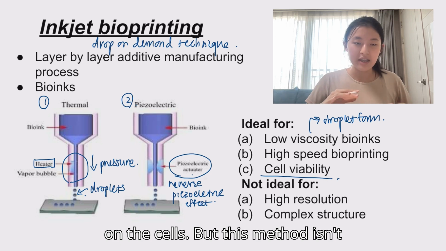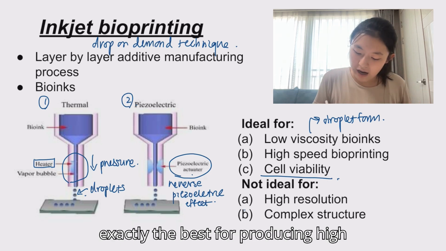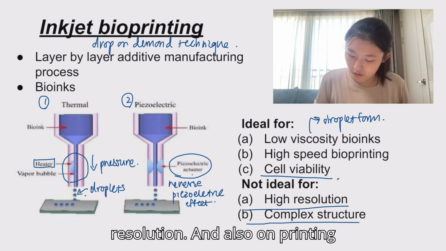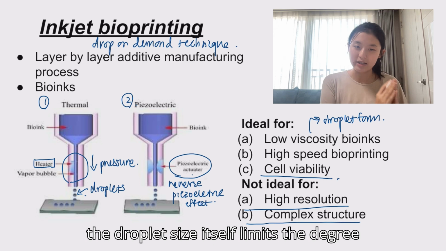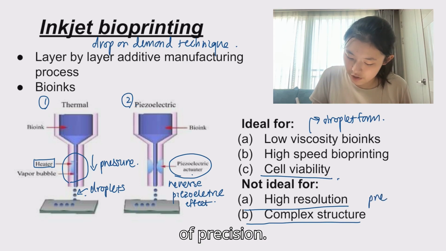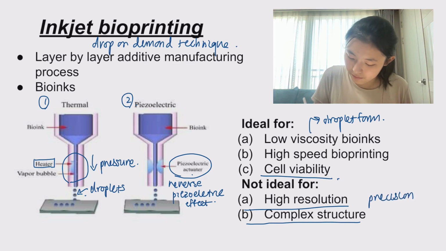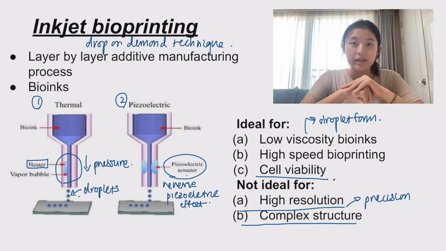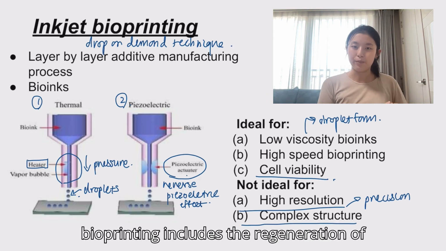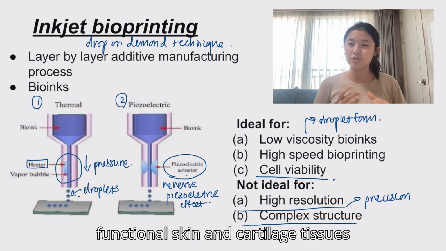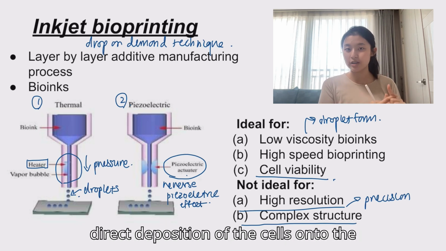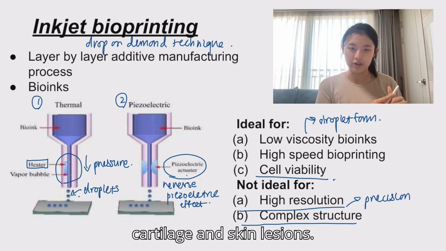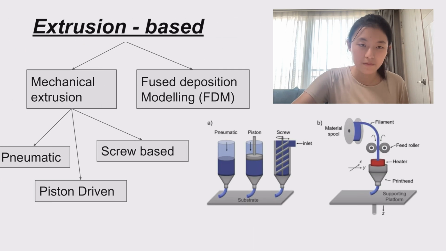But this method isn't exactly the best for producing high resolution and also for printing complex structures. Now, this is because the droplet size itself limits the degree of precision. Now, examples for inkjet-based bioprinting include the regeneration of functional skin and cartilage tissues, where high printing speed allows for direct deposition of the cells onto the cartilage and skin lesions.